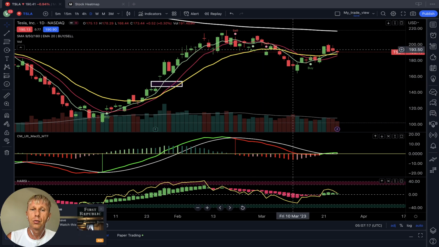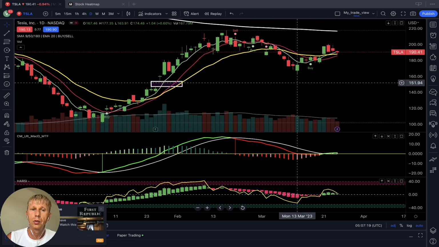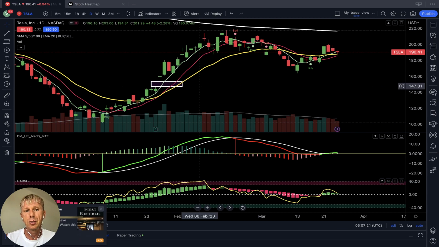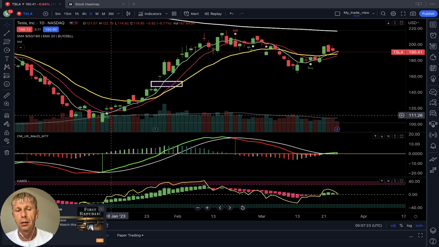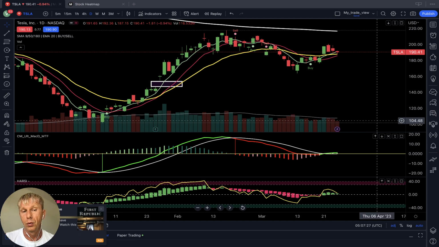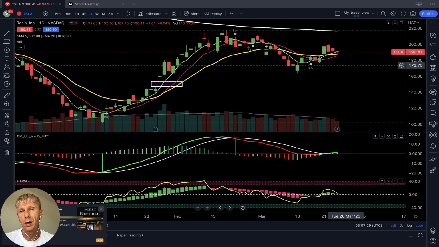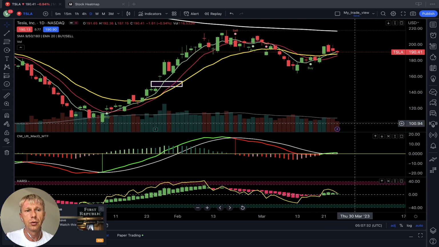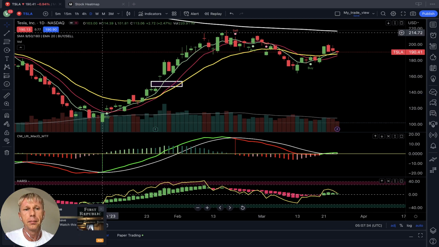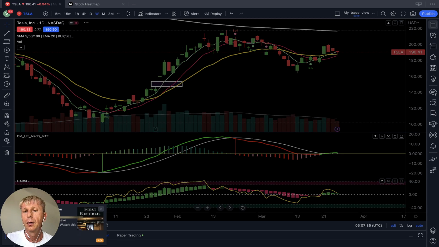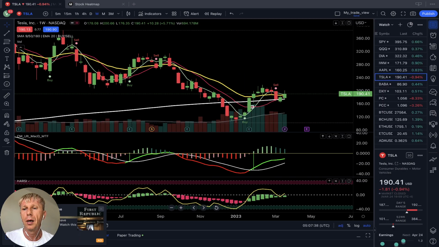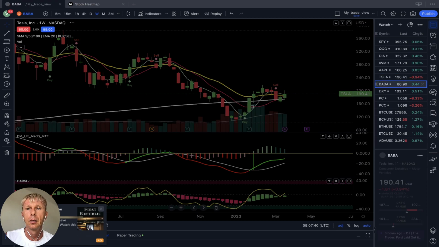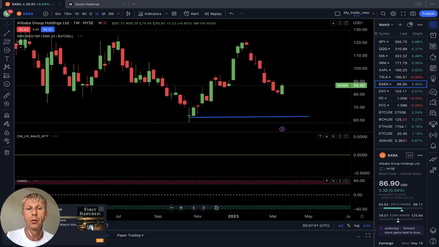It wants to go to close this gap and maybe retest it lower, to make it double bottom. We'll see. It's early to say. So far it's bullish on daily and weekly time frame. Let's move to BABA, Alibaba Group. Let's see what's going on with Alibaba Group.